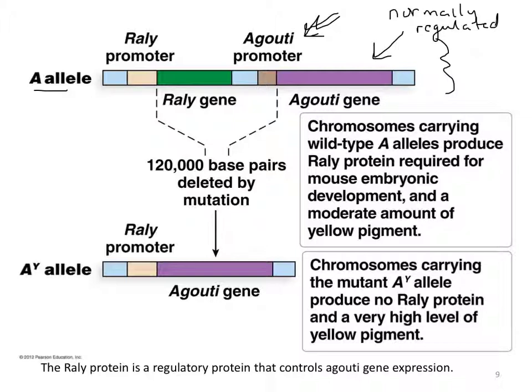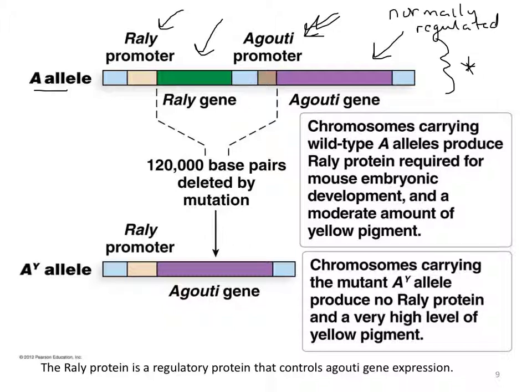Now, just upstream of the agouti gene is another gene called the rally gene. It produces a protein necessary for normal mouse embryonic development, and the rally promoter controls the expression of the rally gene. The regulation of the rally gene is different than the regulation of the agouti gene, and the pattern of regulation is somewhat complex and involves the rally gene product itself. But the point here is that that's the normal structure, and in the normal scenario with the A allele, we have regulation of gene expression so that the agouti gene is not turned on full stop all of the time.